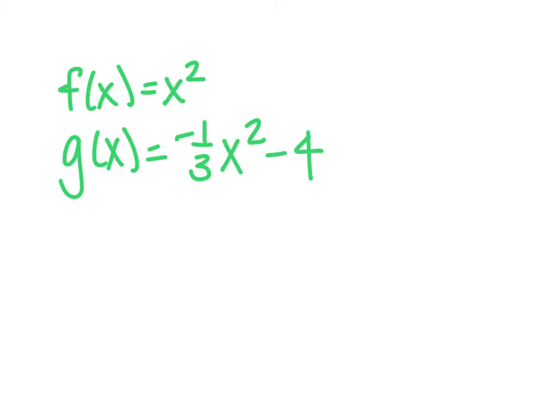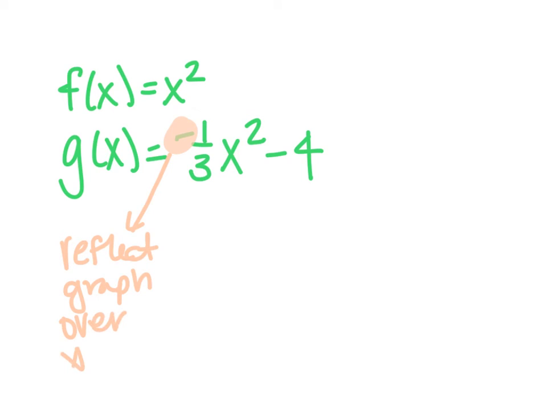If I have the graph f(x) = x squared, and I know that g(x) = -1/3 x squared - 4, and I've got to figure out what all happened here. I've got to look at every piece of this. So let's start off with that negative sign. The negative sign, the first thing that's going to do is reflect the graph over the x-axis. So because I'm making it negative, that tells me it's going to open down.